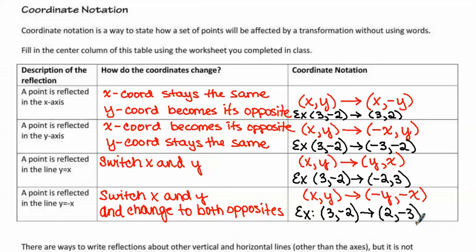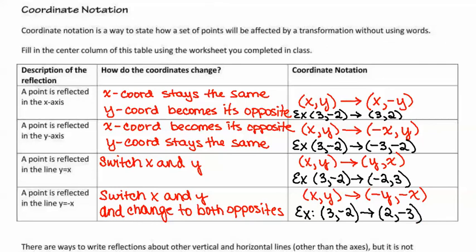Now, there's a note down here at the bottom of the page that describes that there are ways that you can write coordinate notation for other vertical and horizontal lines, like x equals 3 and y equals 2. But we're not going to be doing those. The only ones for reflections that you will have to be able to know in coordinate notation are the 4 that you see here. There aren't any other coordinate notations for reflections. There are for translations and rotations, but there won't be for reflections that you will be responsible for knowing.